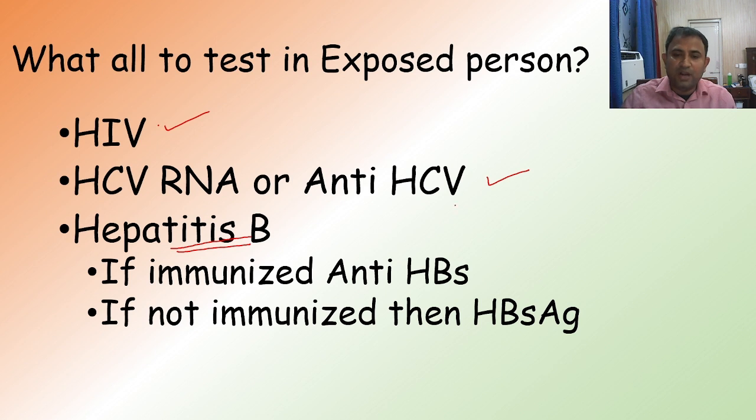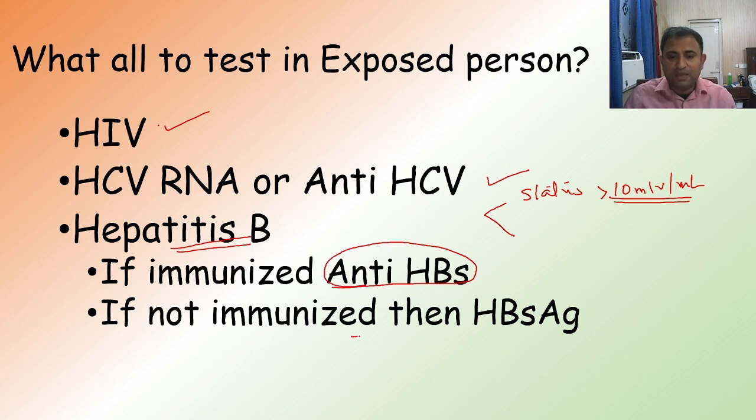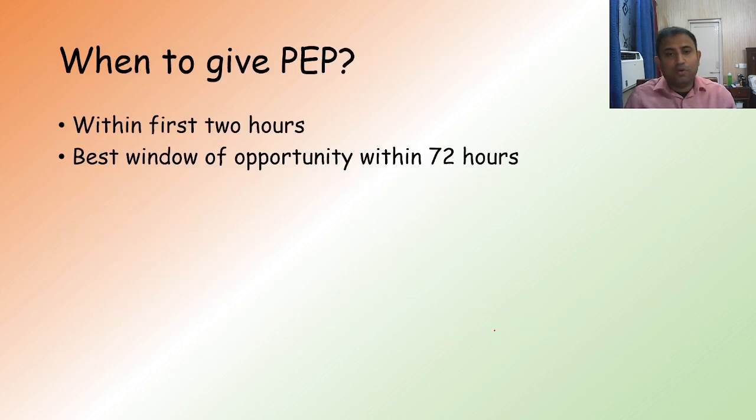So if he has already been immunized with hepatitis B, does he know his status, that is, whether he has been properly immunized or not? Does he know his anti-HBs? If he knows his anti-HBs and it is greater than 10 mIU per ml, then he is well vaccinated. If he does not know, let's get his checkup done by doing anti-HBs levels. If he is not immunized, then we go in for HBsAg testing. So do not wait for the report of the source person.